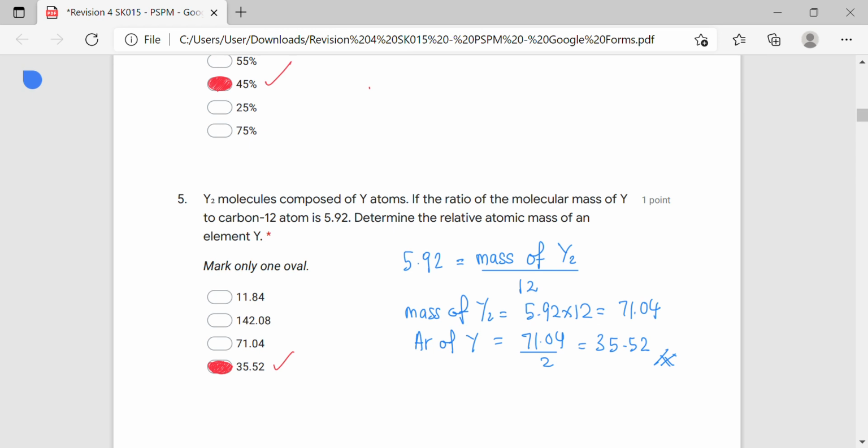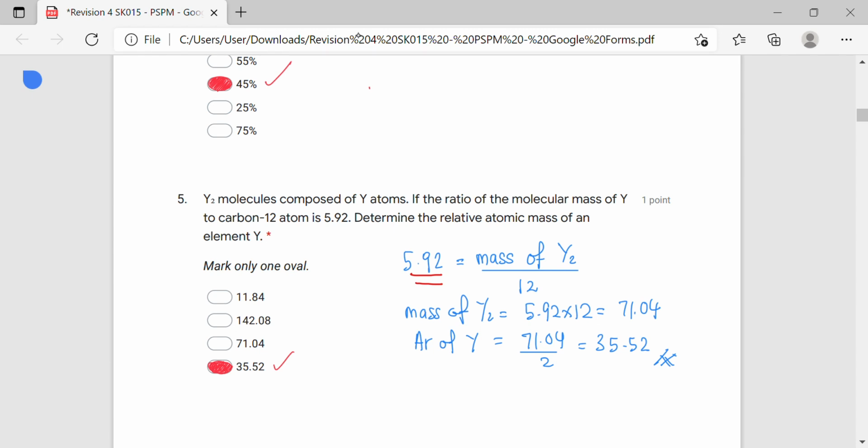So kita ada Y molecule composed of atom Y. So ratio mass of Y to carbon 12 is 5.92. So ini daripada definition 1/12 of carbon 12. So calculate relative atomic mass of element Y. So kita ada molar mass 5.92.